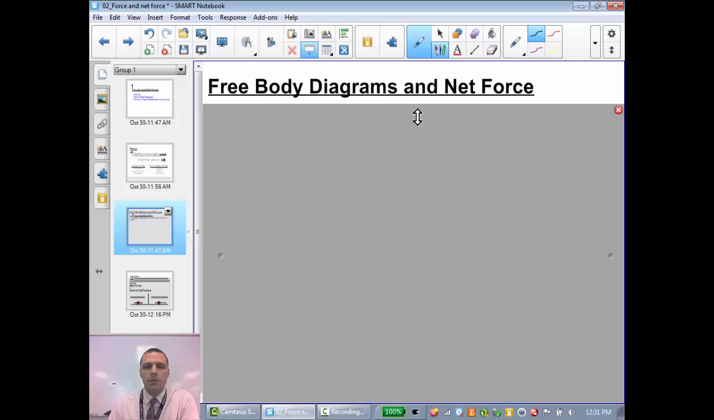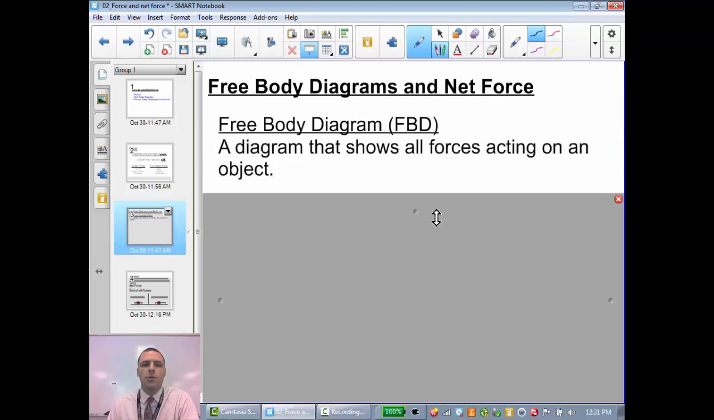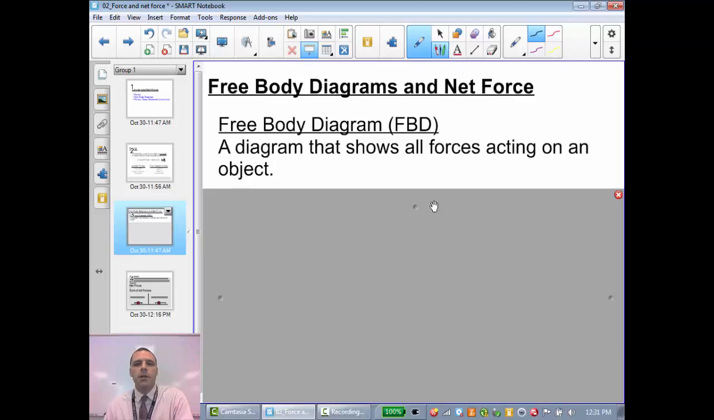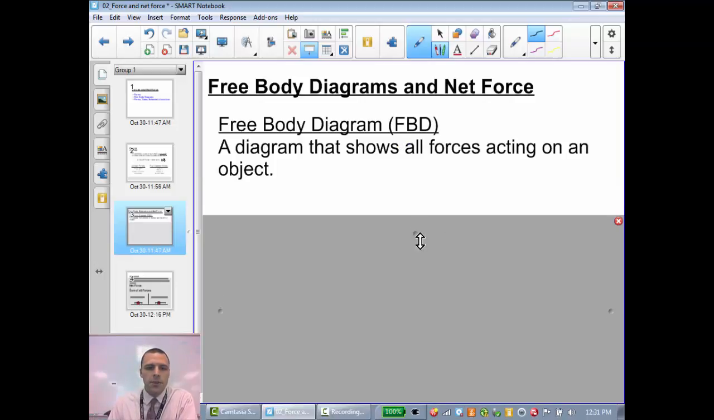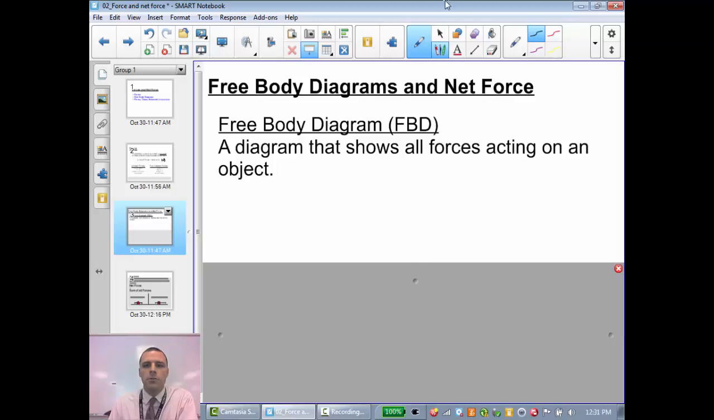When we look at the forces that act on an object, one of the things that we want to do is draw what's called a free body diagram, also known as an FBD. A free body diagram is a diagram that shows all forces acting on an object. And it's a very simple drawing, but it's very useful.